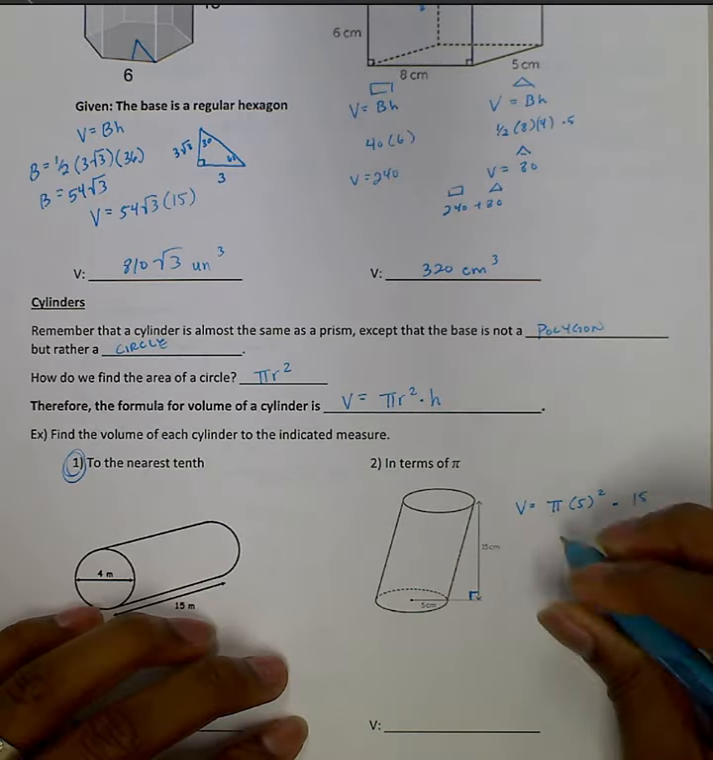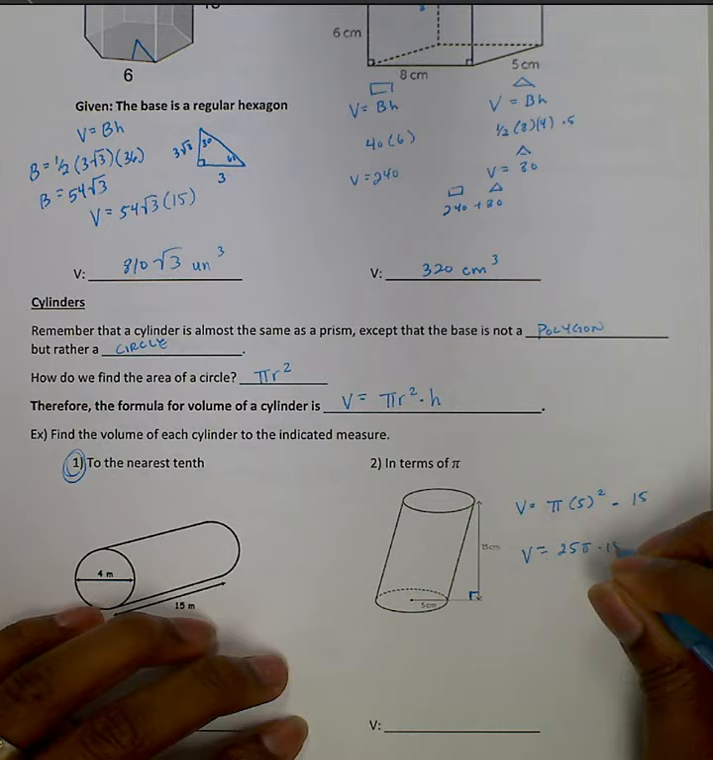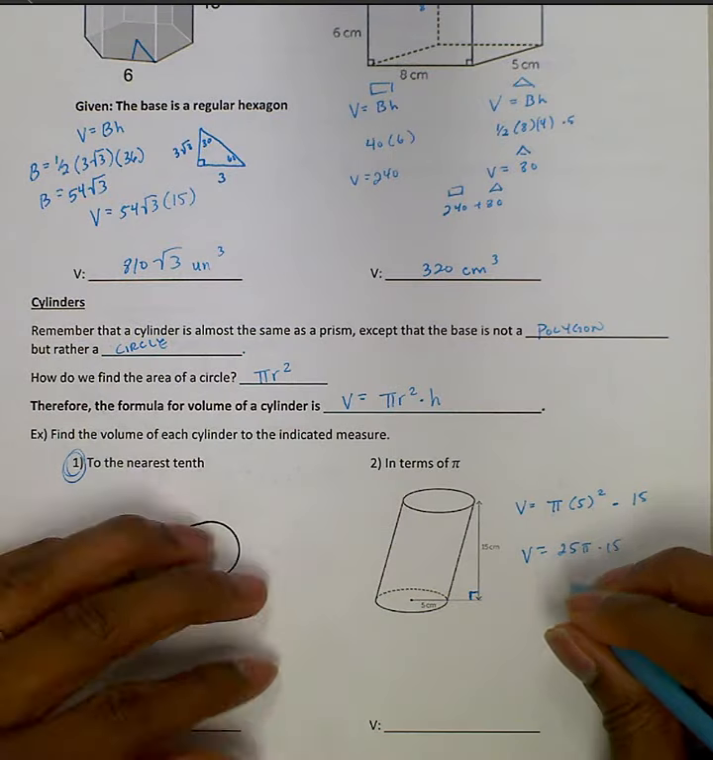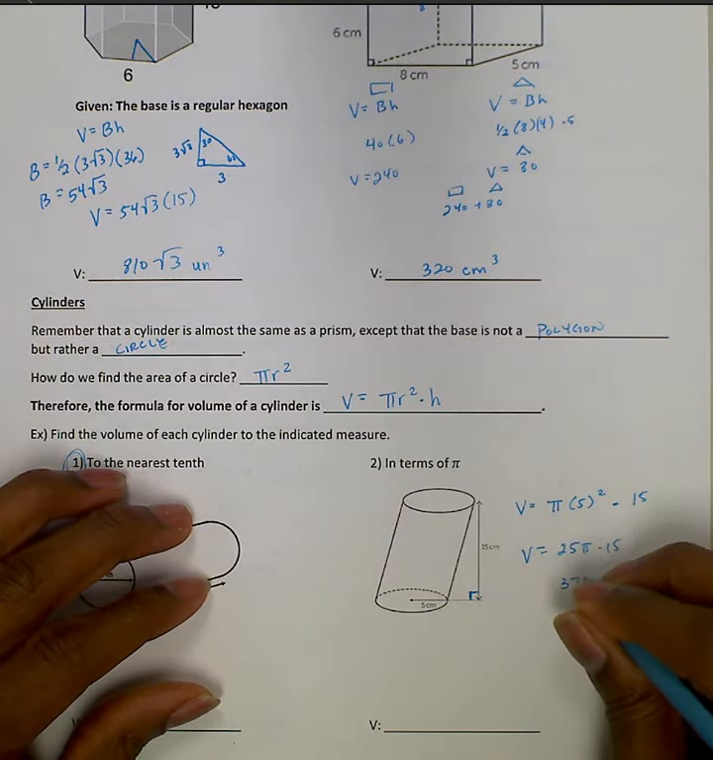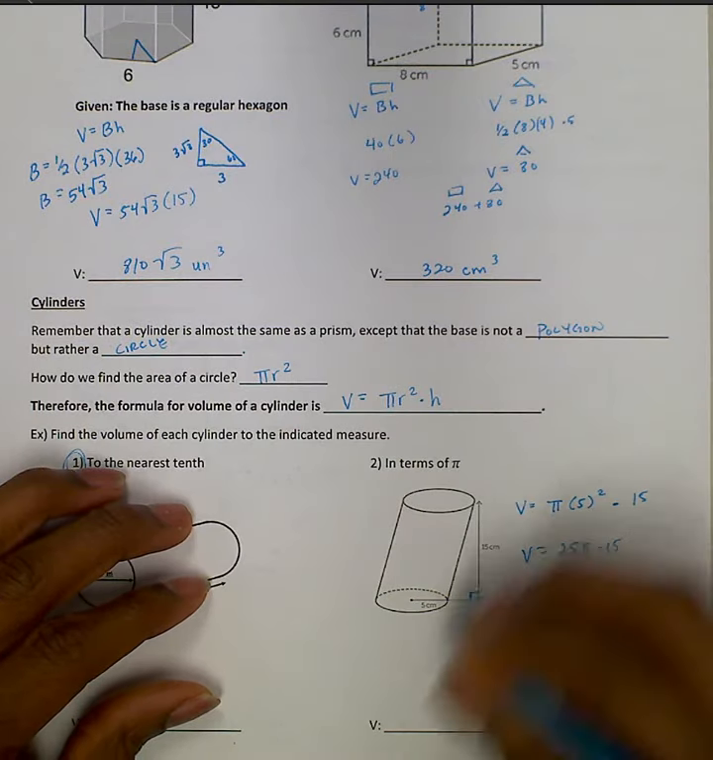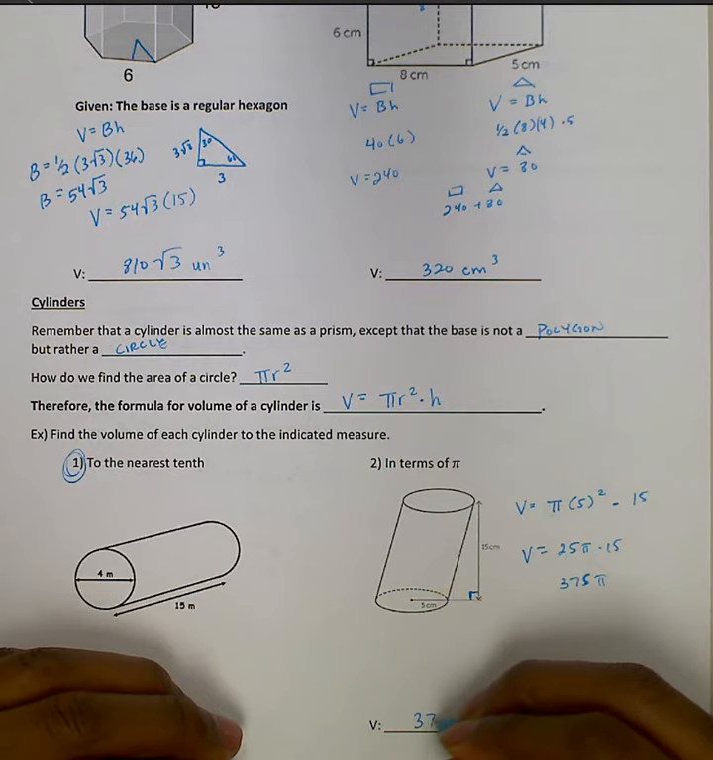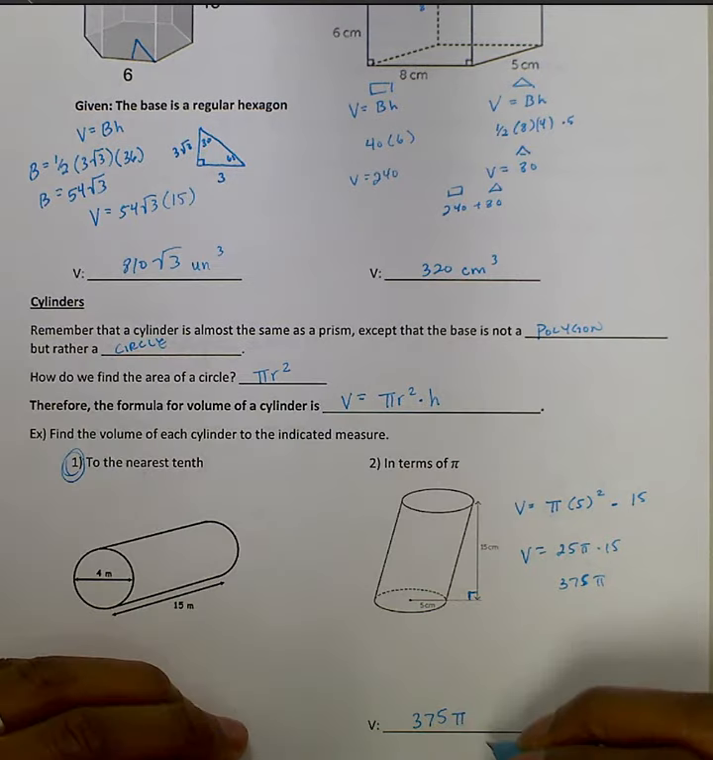So we have volume equals 25 pi times 15, which gives us 375. Am I right with that? 375. Okay. So the volume of this oblique cylinder is 375 pi centimeters cubed.